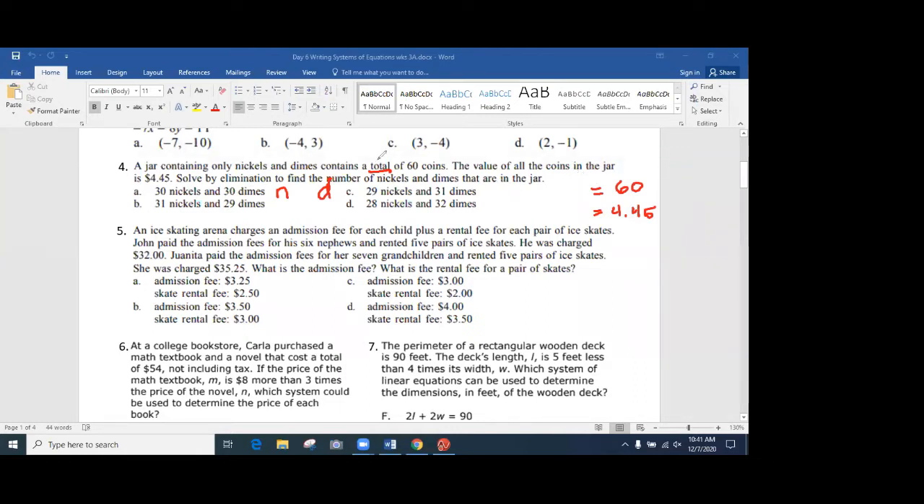So let's see if this makes sense. It says that there are 60 coins. The coins are made up of nickels and dimes, right? So how do we get to 60? We add the nickels plus the dimes, like that right there. All right. So then we get to the money equation.